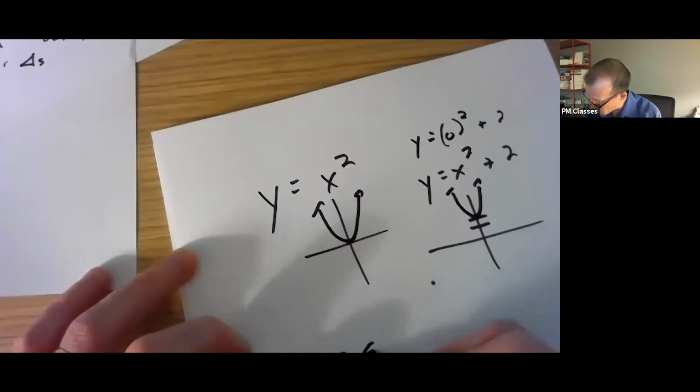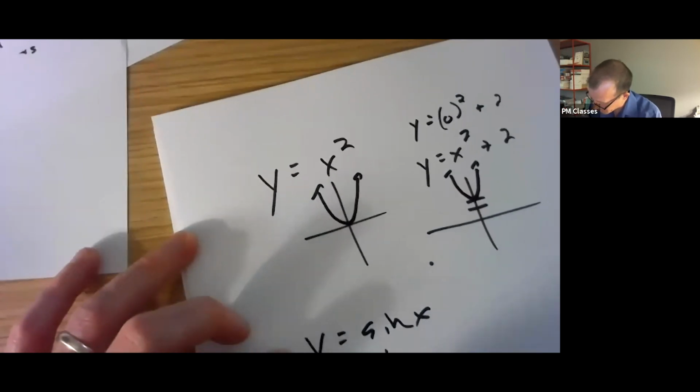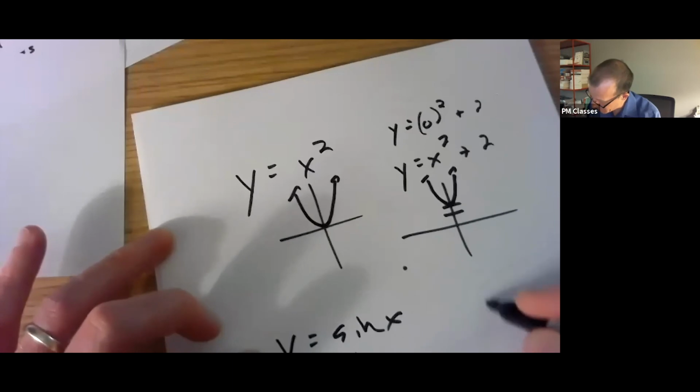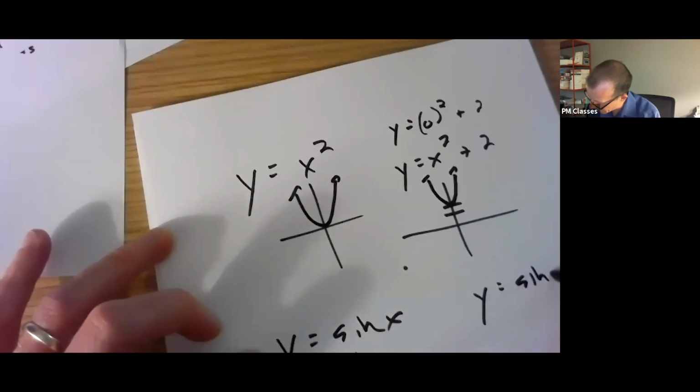So if you had y equals sine x, like that, if you did y equals sine x minus 3, 1, 2, 3, everything shifts down by 3 and does the exact same period, but just lower.